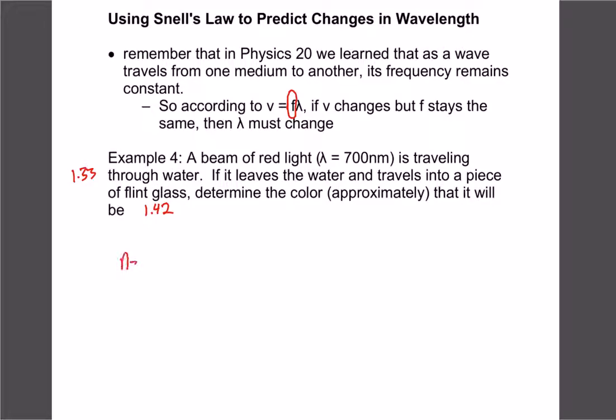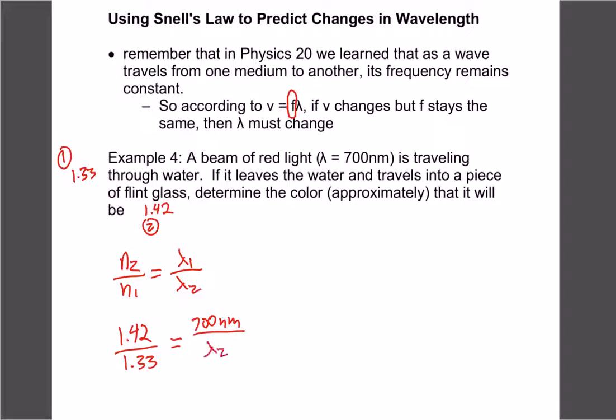So if we use our formula again, N2 over N1 will equal wavelength 1 over wavelength 2. We'll put in, let's call 1 our water, and 2 will be our glass. So we'd have 1.42 over 1.33 equals... water was number 1, so that'll be our 700 nanometers, and we don't even need to change the units, we can just leave it as that.